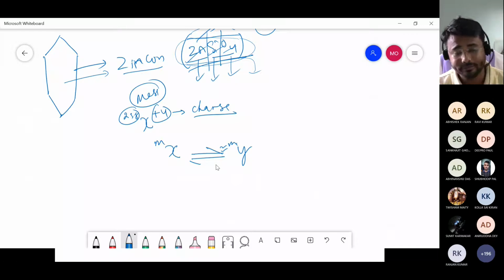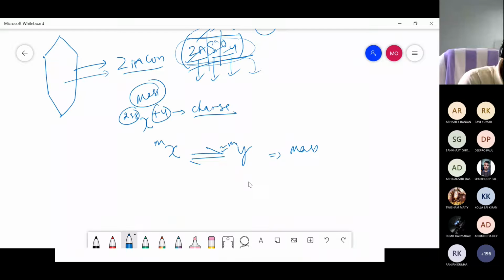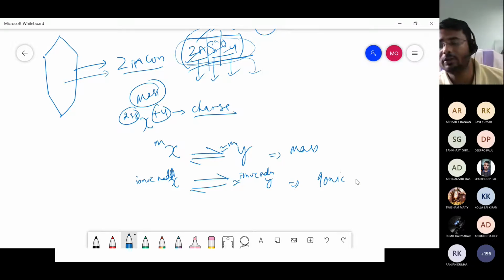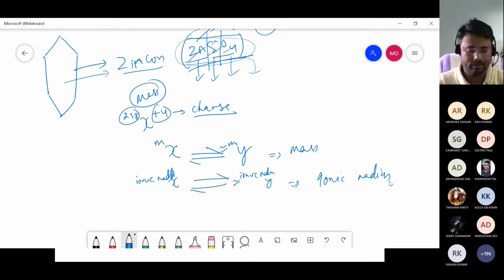Ionic radius भी होता है. ठीक है. This is regarding mass. Say for example, ionic radius of X and Y, they are similar. Then also there is a possibility of substituting one element by other. That means one mineral can be replaced by other. Understood?